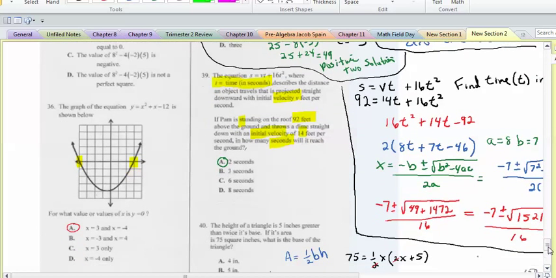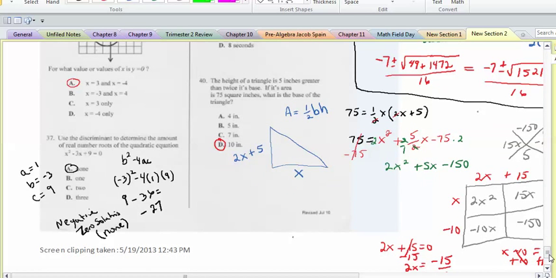Okay, number 36. It asks for what value of x, or values of x, is y equal to 0. Well, y equal to 0 is right here on this line. So where does it cross that line? It crosses that line at positive 4. It crosses at positive 1, 2, positive 3, and 1, 2, 3, 4, negative 4. And that's where that came from. That's 36.